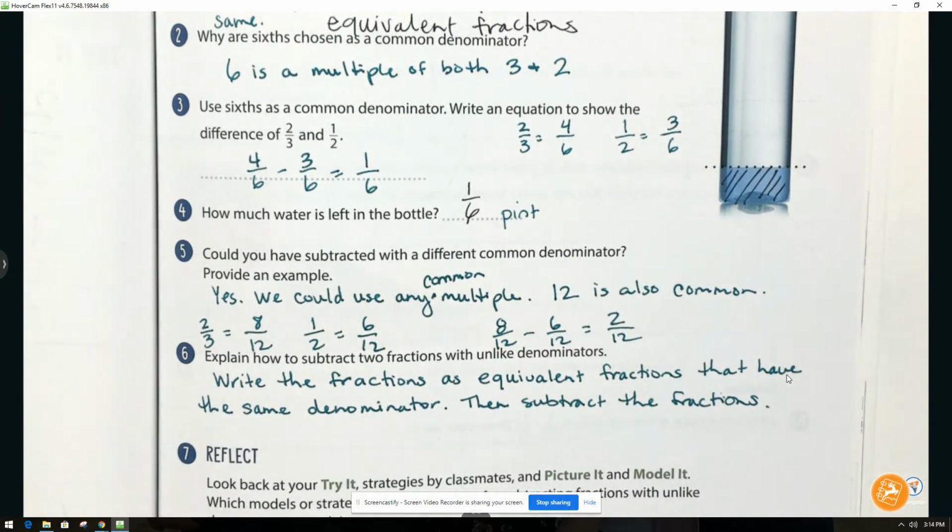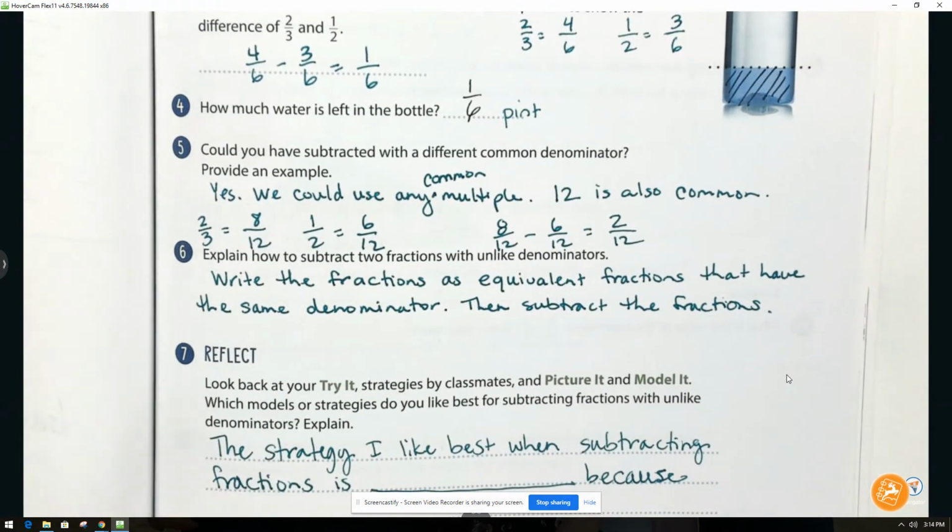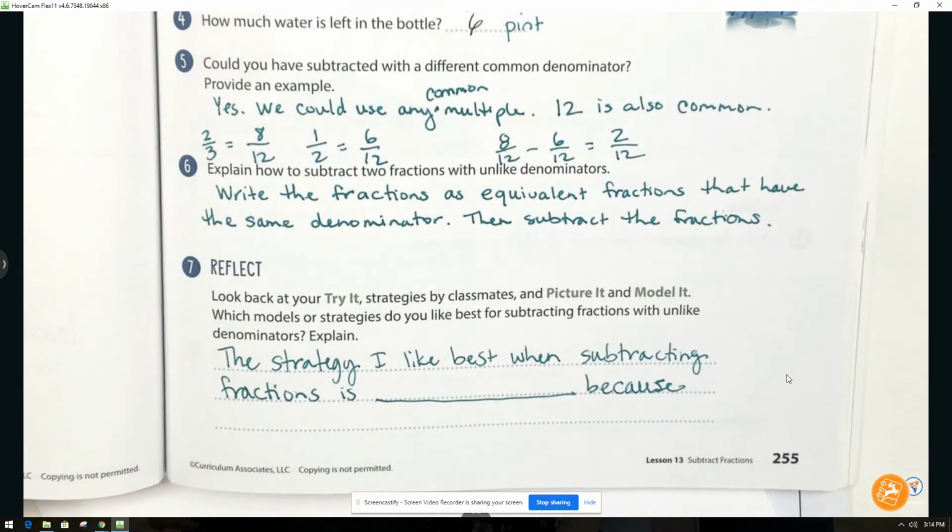Now reflect, look back at all the different strategies we've looked at. So today we looked at 3 different strategies. I would say we used the standard strategy, we'll call it that, which is what I showed you when we were practicing at the beginning. We also looked at a picture model, and then we also looked at a number line model.